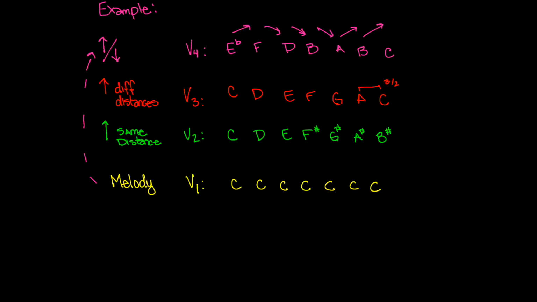And so we looked at where voice 2 goes the same distance, going up, basically just using whole steps all the way up, and using different distances. And here we gave an example of a linear one, linear just meaning that we're going up the scale. And here we did different distances going up and down.